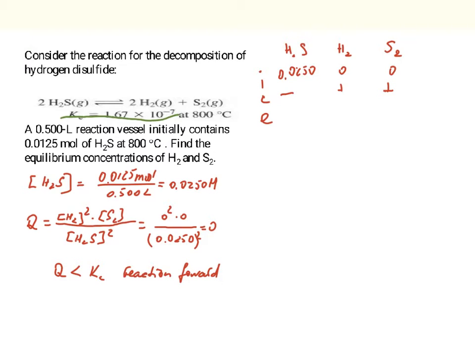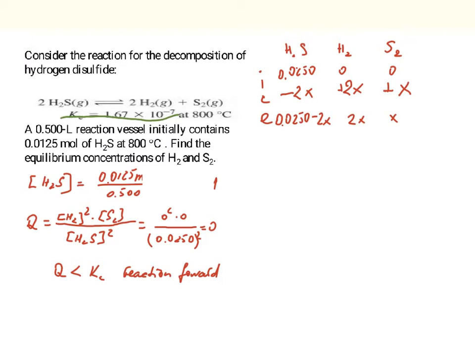Now let us designate the change in concentration as x for sulfur, because x represents the product with the smallest stoichiometric coefficient in the reaction. Hence, by stoichiometry it's going to be 2x for hydrogen and 2x for hydrogen sulfide. Then equilibrium concentrations will be 0.0250 minus 2x, 2x for hydrogen and x for sulfur.